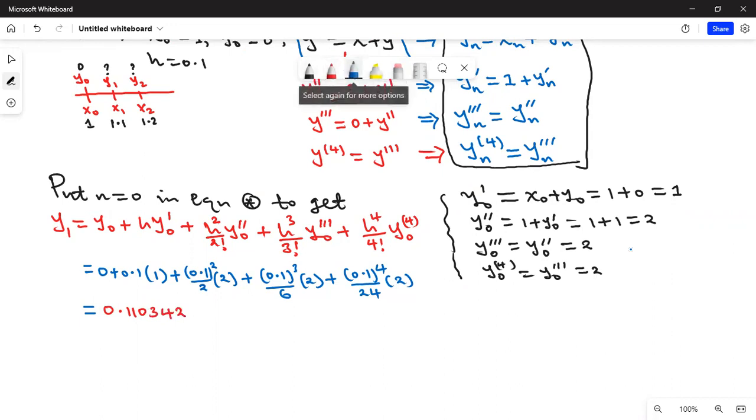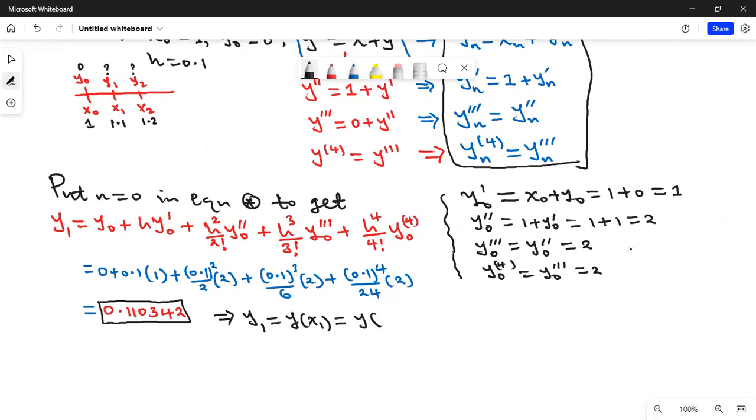So I'll bracket this. This is our y1. And what do you mean by y1? Take note that when we write y1, it is y at x1. And what is our x1? It is 1.1. So this is the same as y at 1.1. That's what it means. And the value is that one. So we have found the first one.